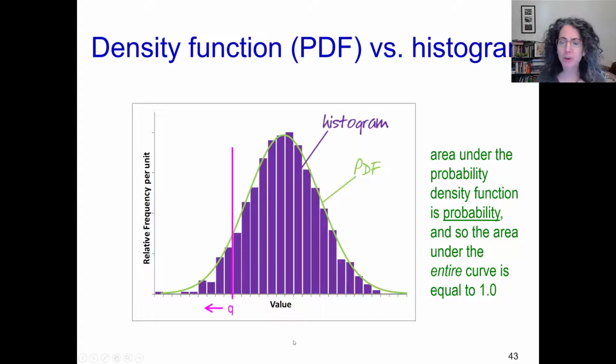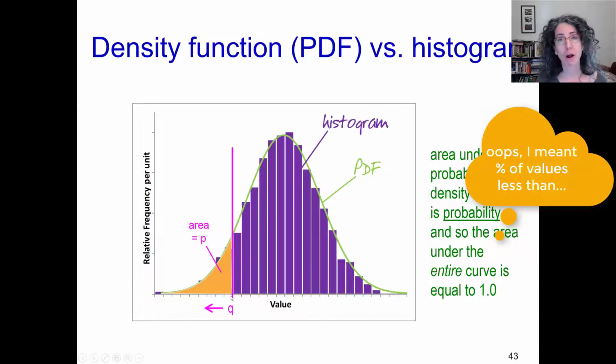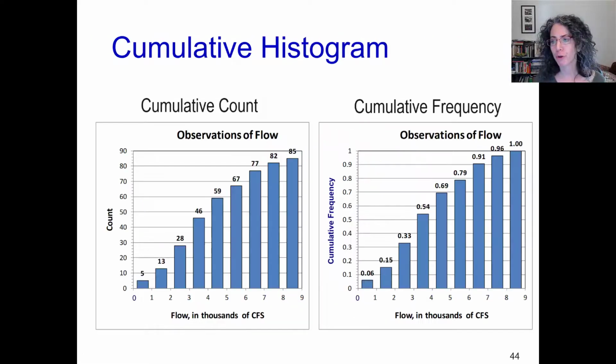And if it were a bigger and bigger sample size, it would do a better and better job filling it out. So here we're saying that if we want to approximate the probability of being less than or equal to some value Q, then the sum of the histogram bars, or the number of values less than or equal to Q, is a good approximation for the area under the PDF, which is the probability of being less than or equal to Q. This works also for cumulative.